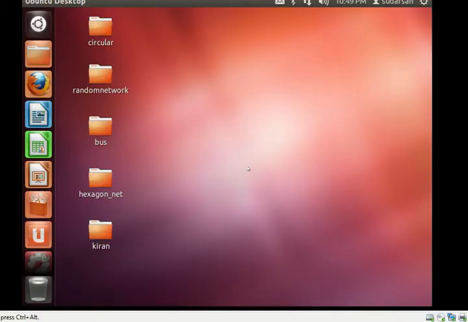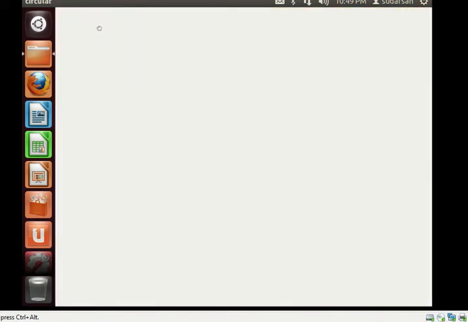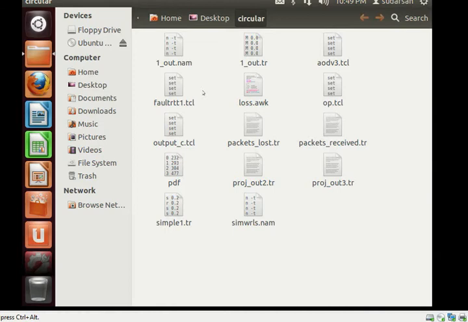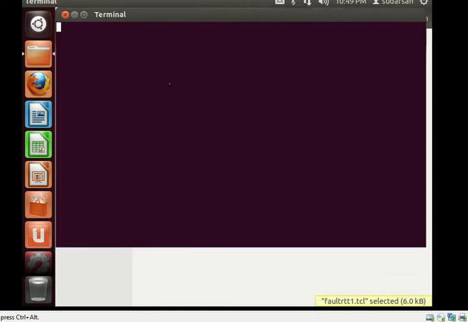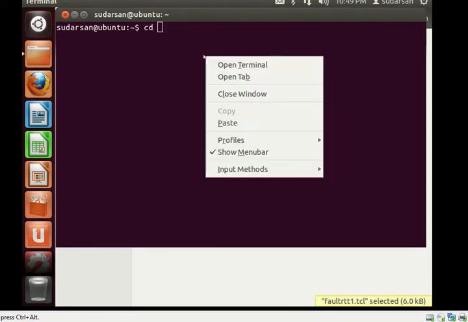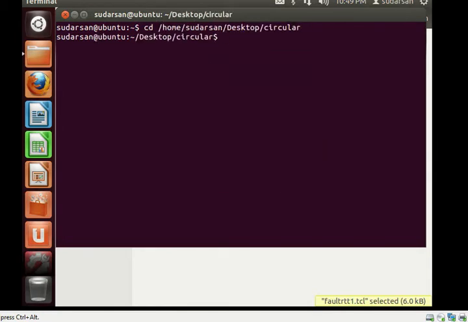Now let us see the software implementation. It is done with the help of Ubuntu OS. Our file is located as fault rtt1.tcl. Our code can be implemented only in the terminal. So we can just open the terminal and copy the location of our file. And in order to run our file, we have to type ns and the file name .tcl.